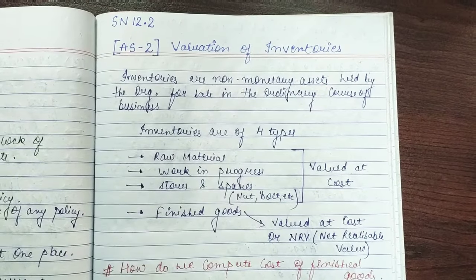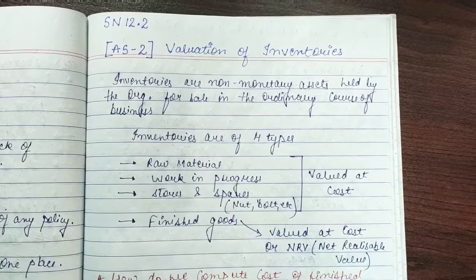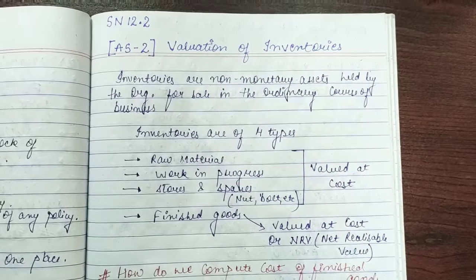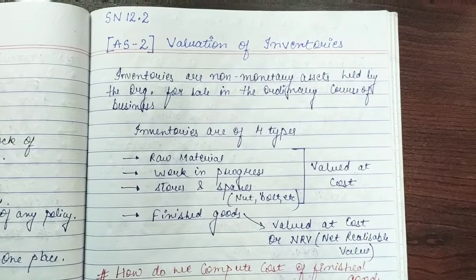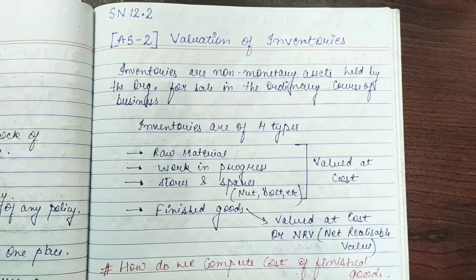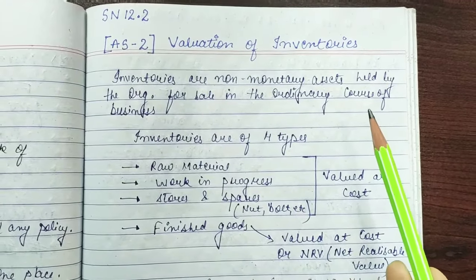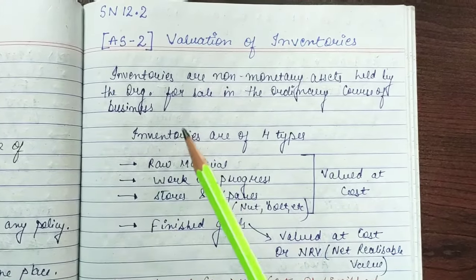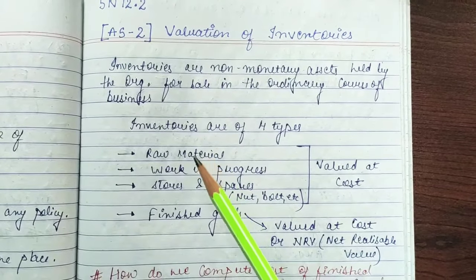Hi everyone. So today we will be seeing the topic valuation of inventories, that is Accounting Standard 2. Before starting this standard, let us first understand what we mean by the term inventories. Inventories are non-monetary assets that are held by the organization for sale in the ordinary course of business.